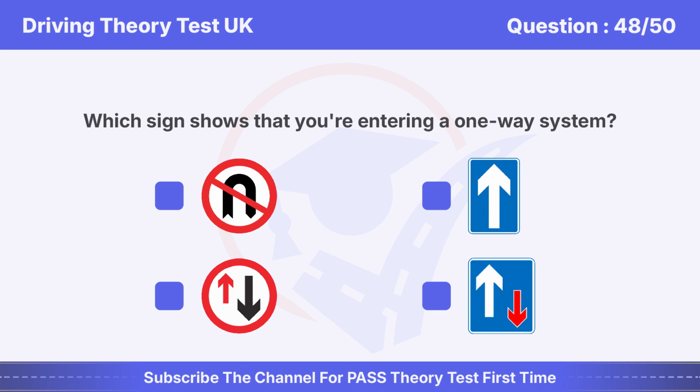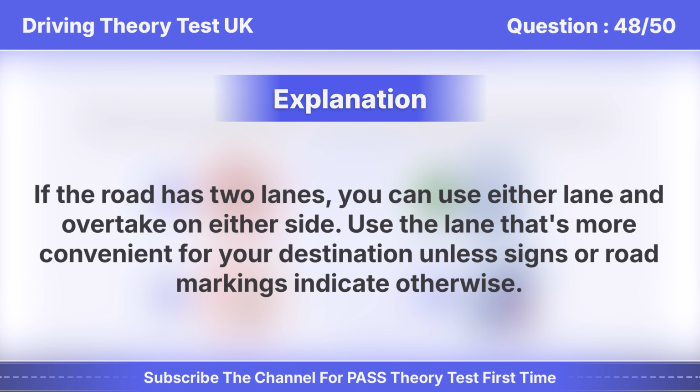Question 48. Which sign shows that you're entering a one-way system? Answer is B. If the road has two lanes, you can use either lane and overtake on either side. Use the lane that's more convenient for your destination unless signs or road markings indicate otherwise.